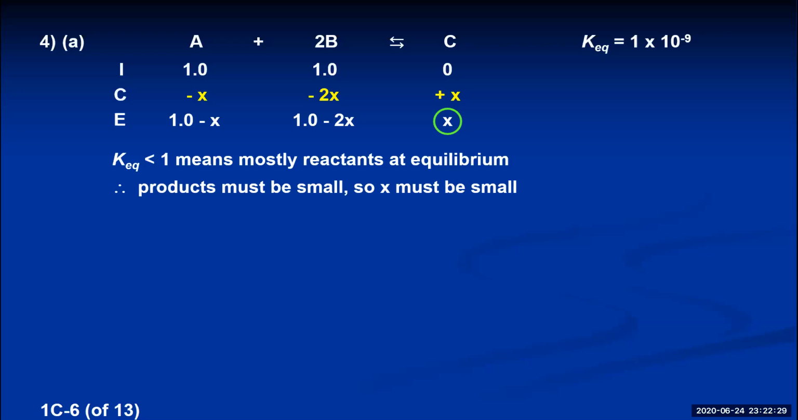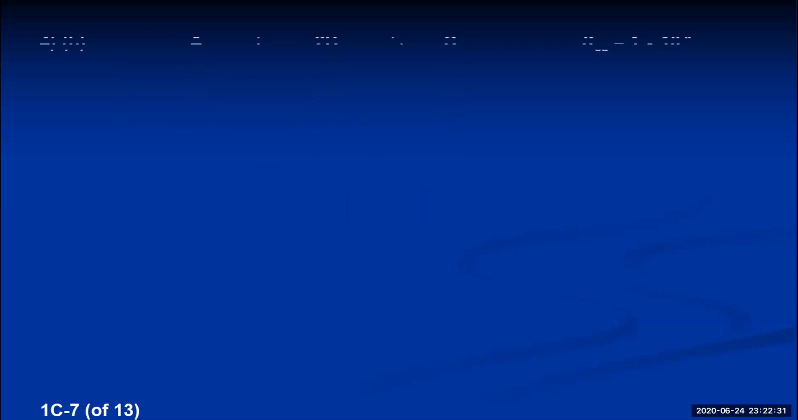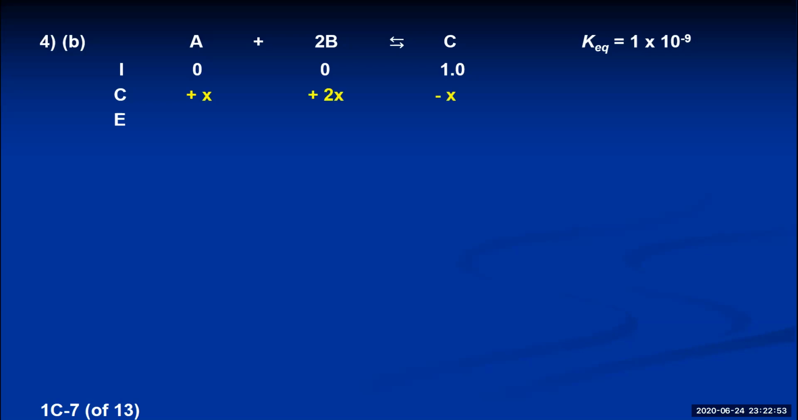Let's go to B. In B, we're going to do the same reaction, same small equilibrium constant, but this time we're starting with 1.0 molar of C, and there's no A and B. In this case, the reverse reaction has to be spontaneous because you can't have any forward reaction occur. There aren't any reactants present. So you're going to form 1x of A, 2x of B, and you'll react away 1x of C. The equilibrium amounts will be x, 2x, and 1.0 minus x.